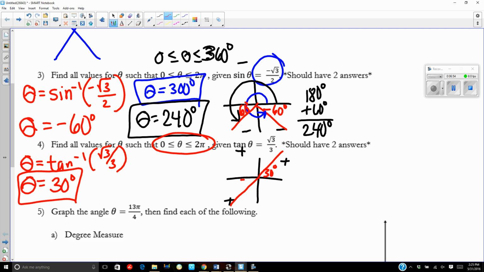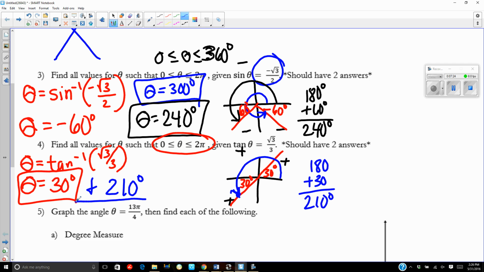So you just need to find what angle gives us a 30-degree reference angle in the third quadrant. So to find that big angle from the beginning to this point here, there's going to be 180 plus the reference angle 30, and that's 210. So theta equals 30 degrees and 210 degrees.